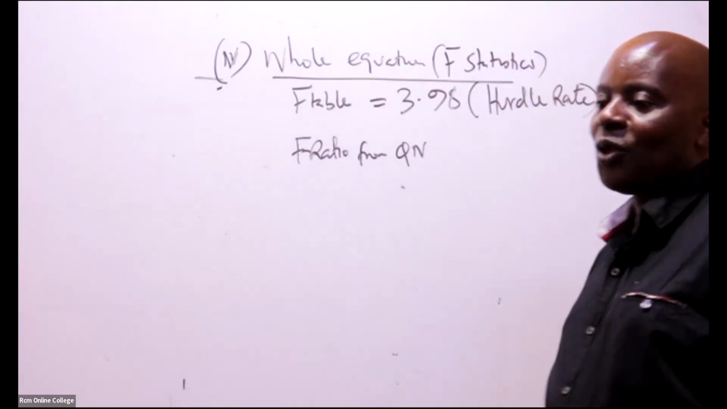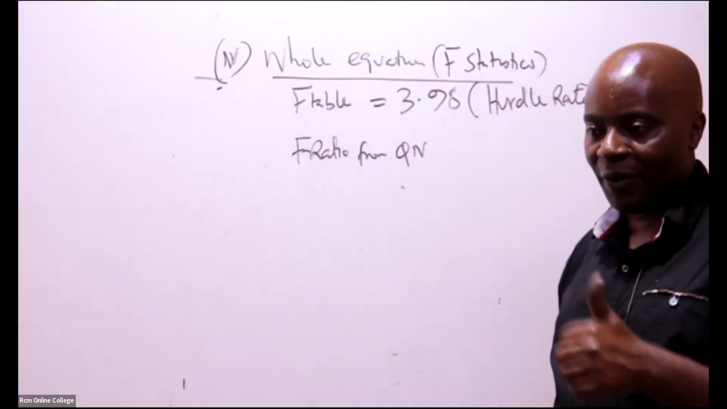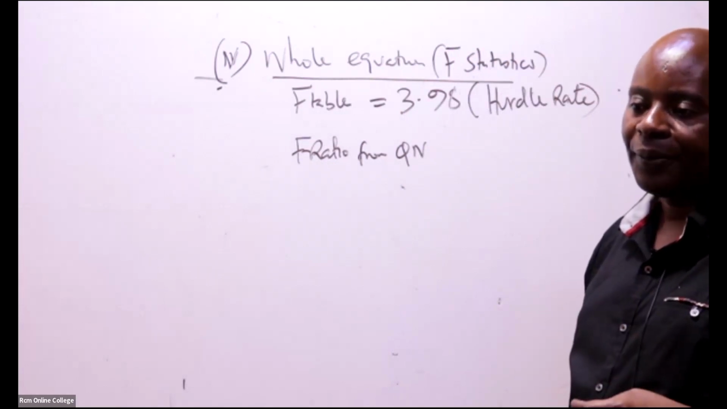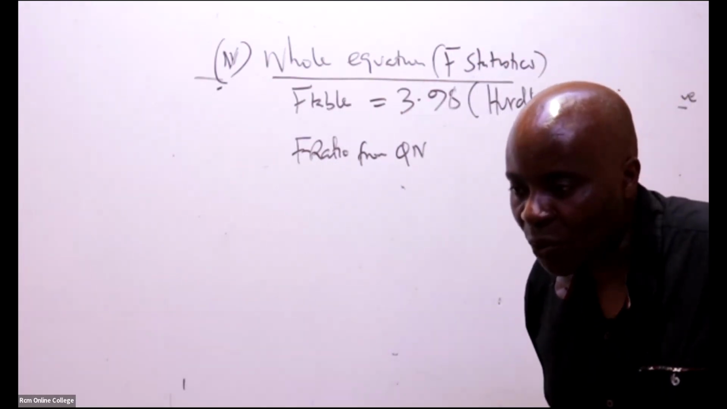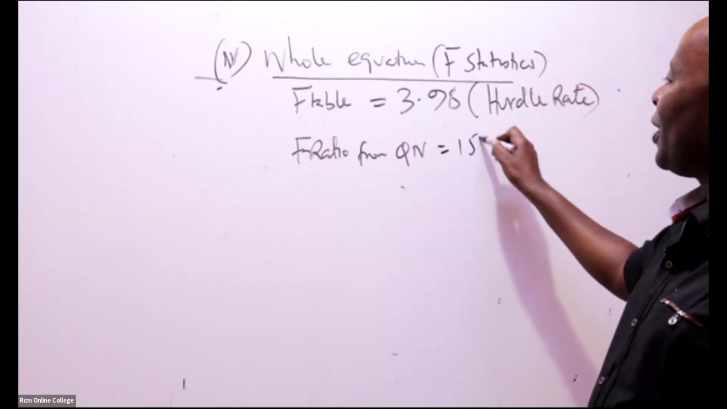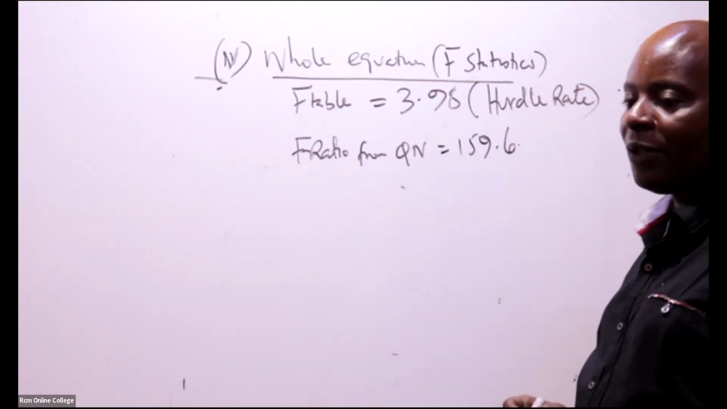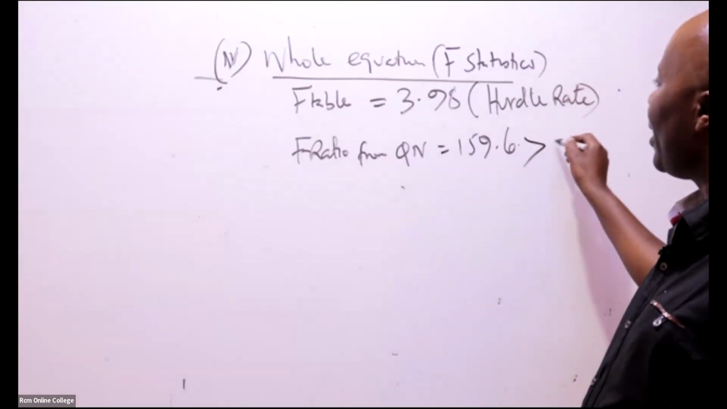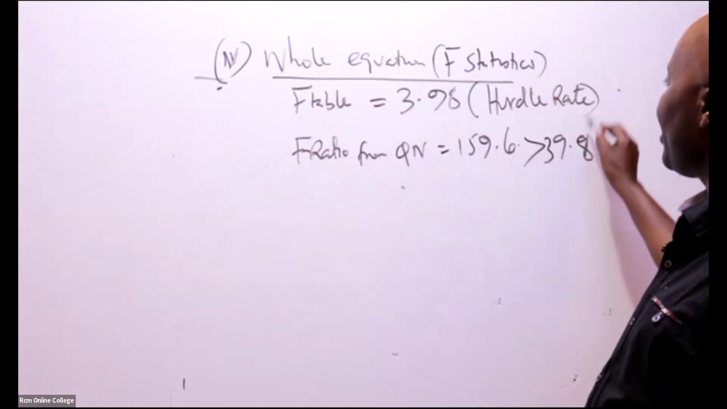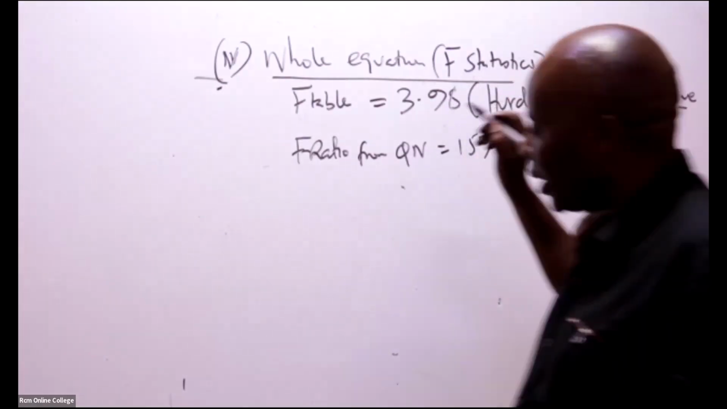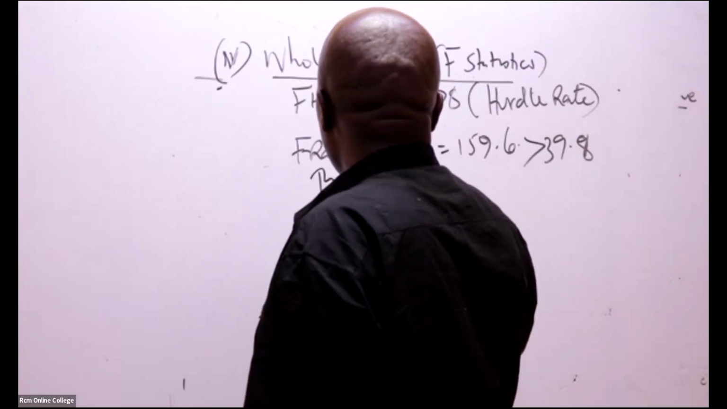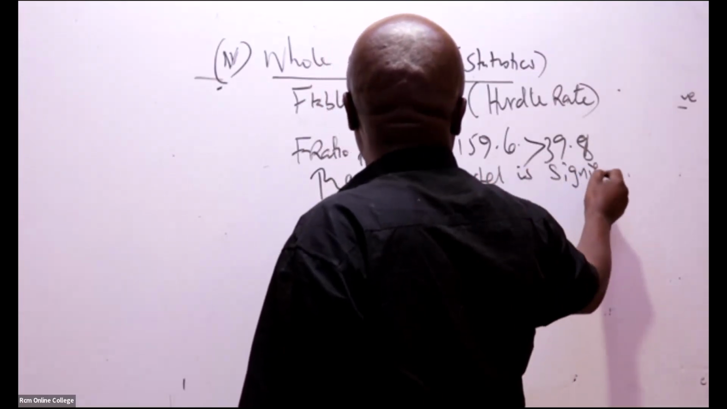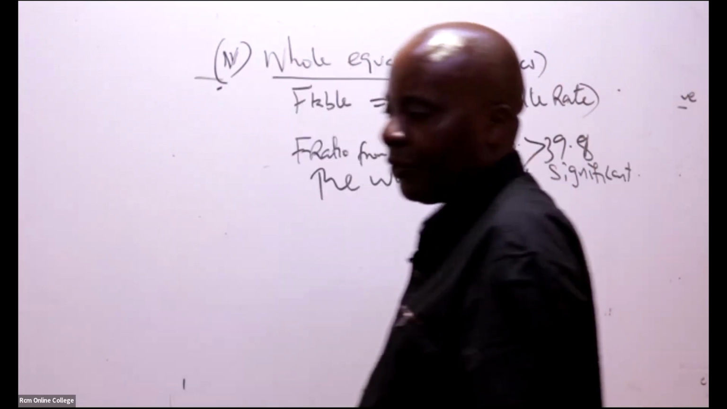Yes. So you compare, in this case, the hurdle value given to the F ratio from the question. Somebody is giving us 159.6. So in this case, is the model significant or not significant? This is more than the 3.98, meaning that the whole model is significant.